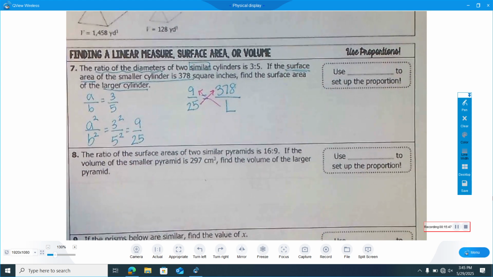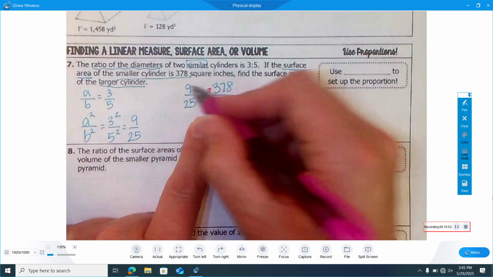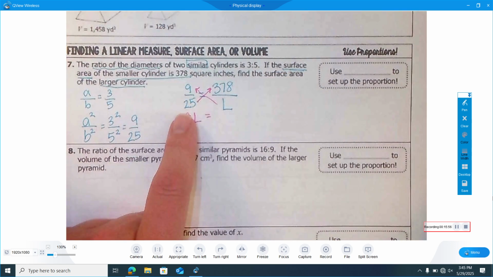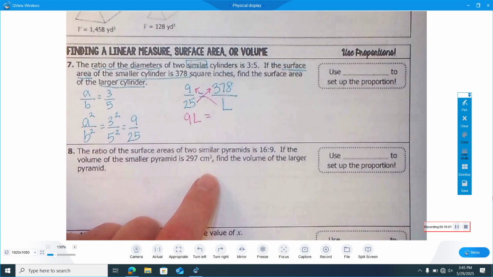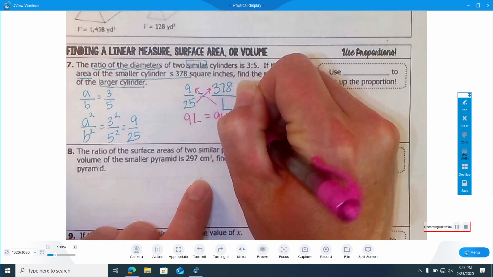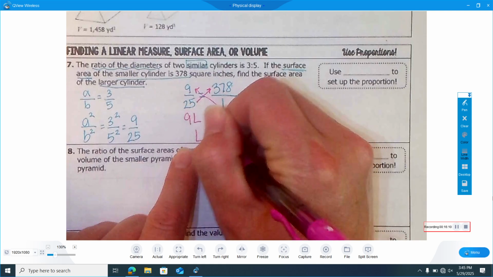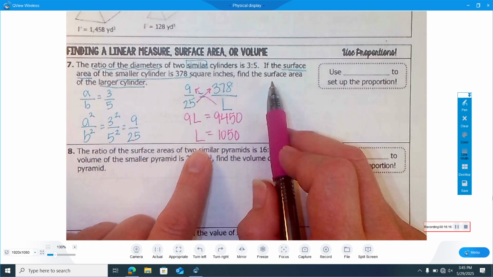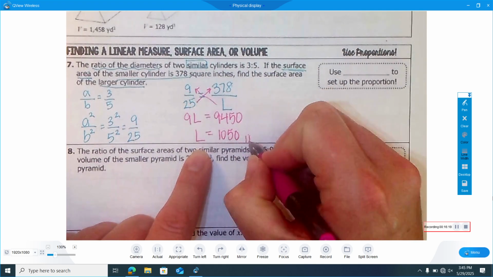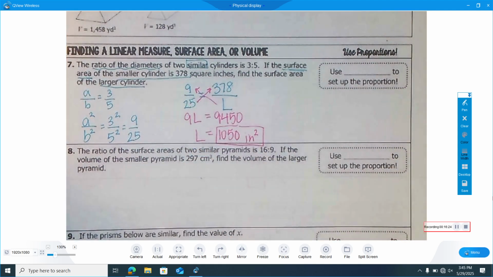Okay, here we go. All right, so we are going to cross multiply. 9 times L is 9L, and 25 times 378 is 9450. And then I need to divide by 9. And I get 1050. So L equals 1050. And so that is the surface area of the larger cylinder. So that would be inches squared. So the larger cylinder is 1,050 square inches. Let's try another.